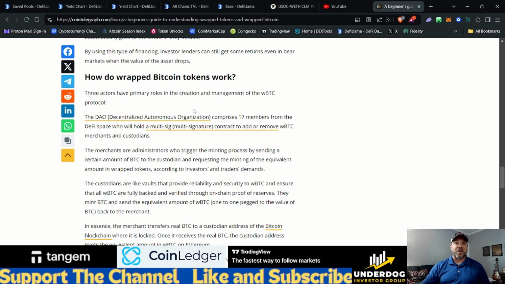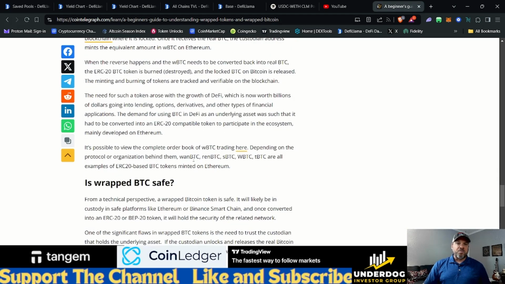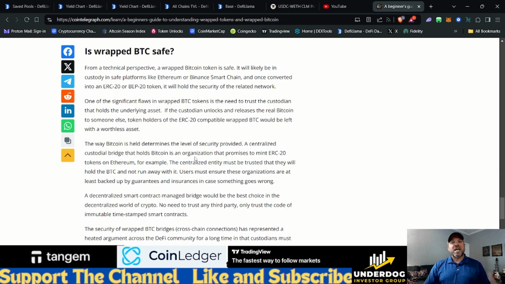Same thing with Ethereum. So from a technical perspective, Wrapped Bitcoin is just as safe as Bitcoin, okay? Once it's converted into what is an ERC20 or a BEP20 token. Now an ERC20 would be on the Ethereum network and a BEP20 token would be on the Bitcoin network.